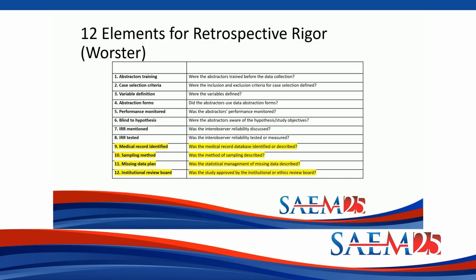One of them was the medical record database identified or described. And this is kind of like a checklist that you might go through to assess how well someone has reported their results. But it can be used in designing a study as well, it should be. A sampling method, was the method of sampling described, because that's something often is overlooked.